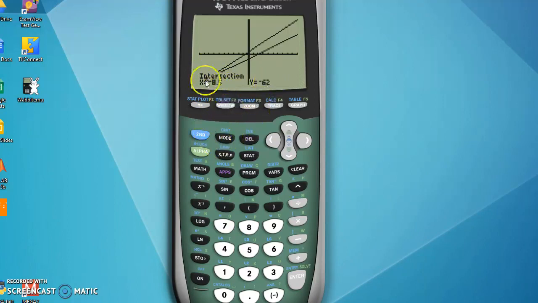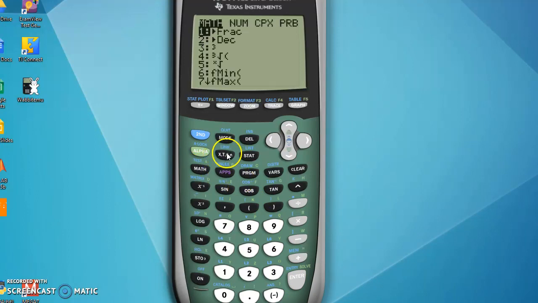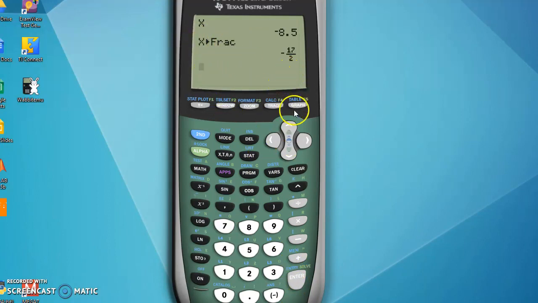But remember, we don't really like negative 8.5. We don't really like decimals. Ugh, they're gross. So what we're going to do is back out, so second mode, and back out to our home screen. And then we will take a look at our x value. Yep, still negative 8.5. And we want to hit x, math, and then that first option there, to turn that x into a fraction. And that gives us negative 17 over 2.